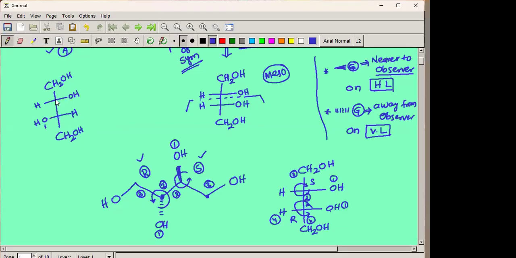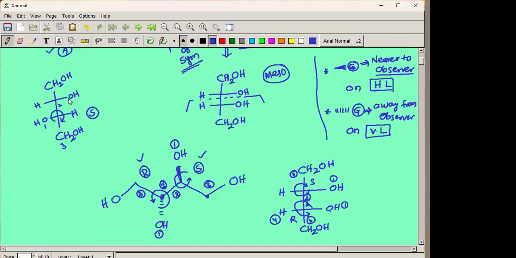This is the first priority group, this is the second priority group, this is the third priority group. Rotation 1, 2, 3: clockwise, sir. So this is a clockwise direction. What is the configuration? S configuration.